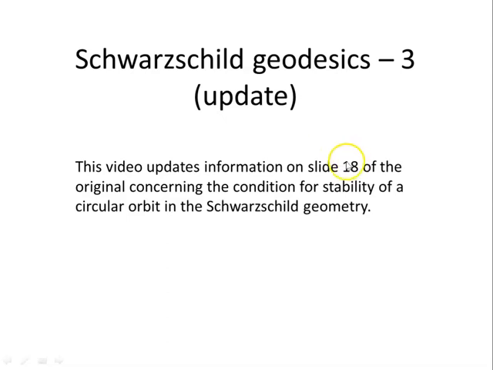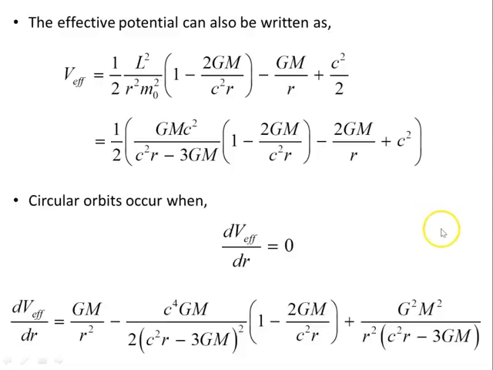I want to provide a little bit of extra detail to make the point clear. I think there was a point on slide 18 which I haven't made clear enough, and so I want to update that. What I'm going to do is start 2 slides earlier. I'm going to go back to slide 16 and go forward from there. Okay, so we had the effective potential.